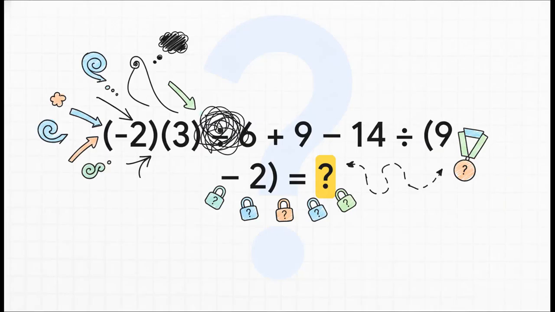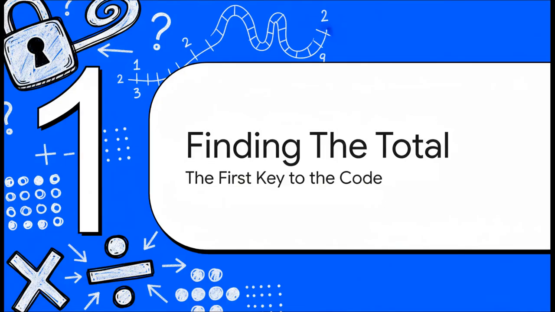So take a look at this. It probably seems like a total jumble of numbers and symbols, right? Where would you even start? Well, think of this as our secret code. And by the end of this explainer, you're going to have all the keys you need to solve it with confidence, step by step.